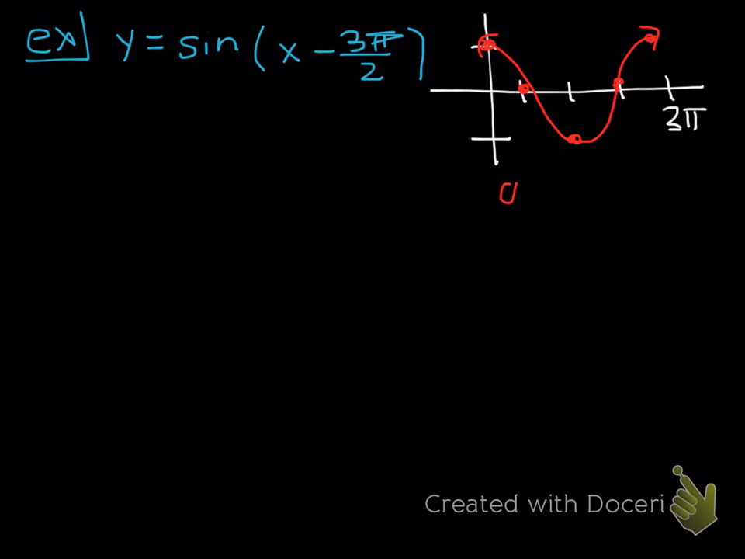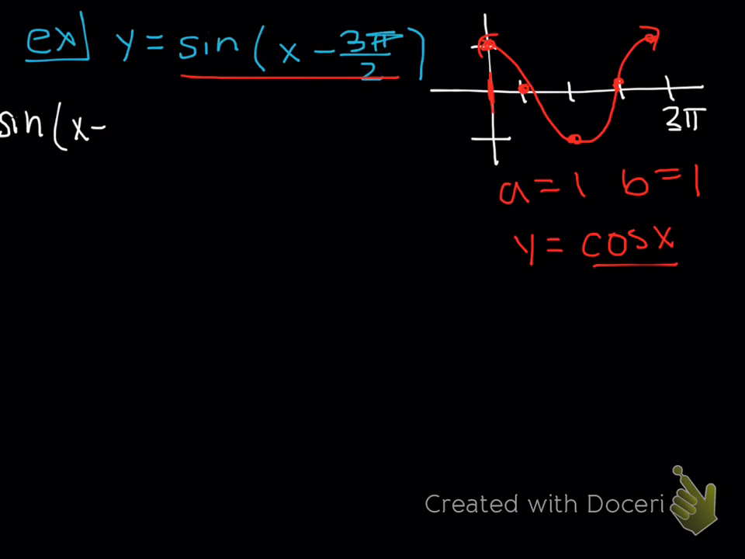So I can see that my amplitude is 1. My b value has to be 1 because the period is 2 pi. And I'm starting at 0, so there's no c value. So this equation would be y equals cosine of x. So we're taking these two things, so I'm going to set this equal to that, and I'm trying to prove that they are equal. So I have sine of x minus 3 pi over 2, and I'm trying to prove it's equal to cosine of x.